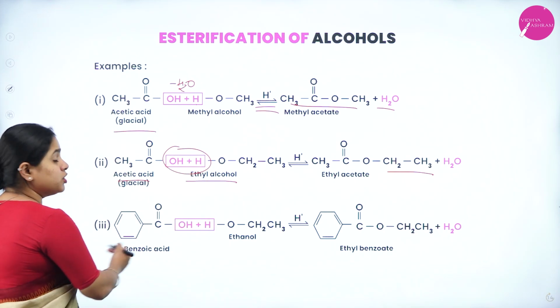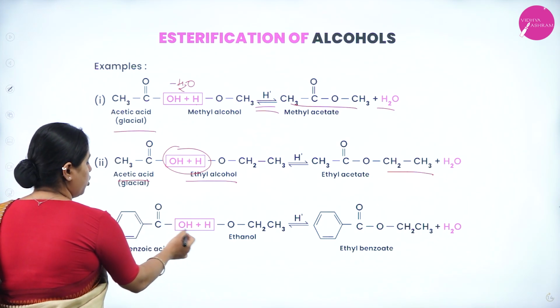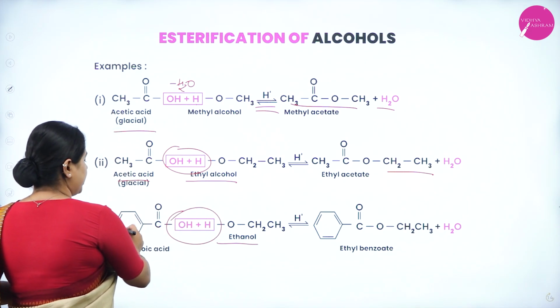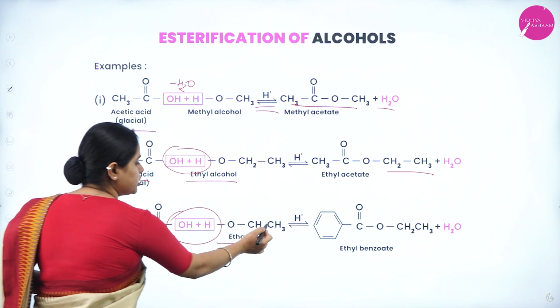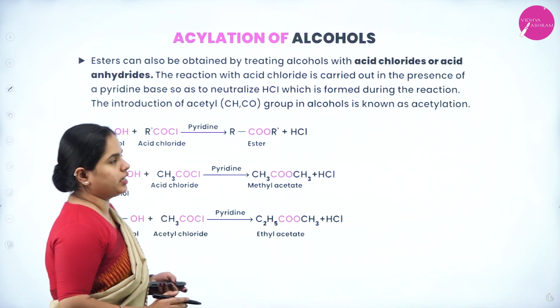The next one is benzoic acid, taken here. Even here, you can see the benzene ring C double bond OH, and ethanol is taken here. So again, water will be removed. You will get the benzene here, C double bond OCH2CH3. That is ethyl benzoate. So this is the esterification reaction.